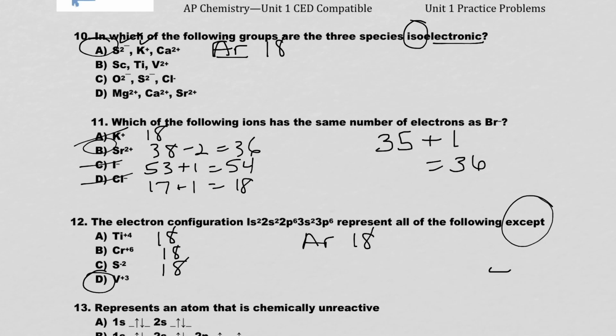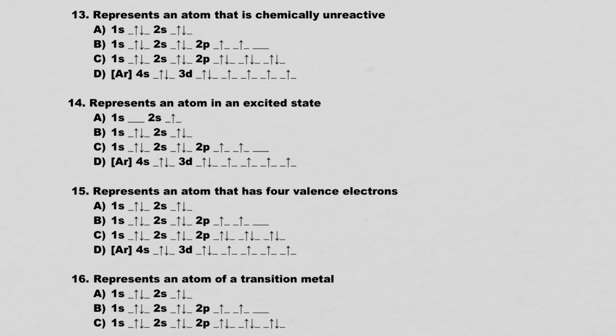So that is definitely the answer. Okay, 13. Which of the following, these are orbital notations or orbital diagrams, represents an atom that is chemically unreactive? Well, for something to be chemically unreactive, we typically think what that really means is it doesn't need to lose or gain electrons, and the group that does this are the noble gases. So really, I'm just looking for an orbital diagram for a noble gas.